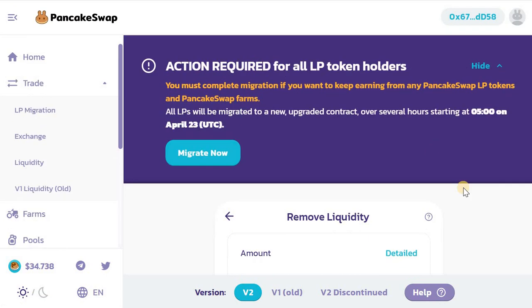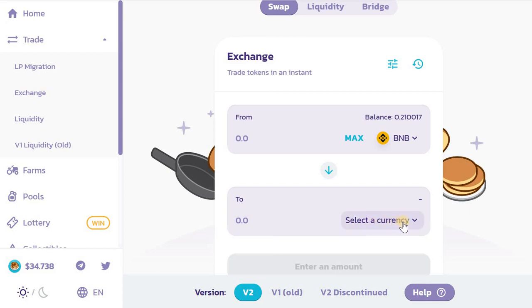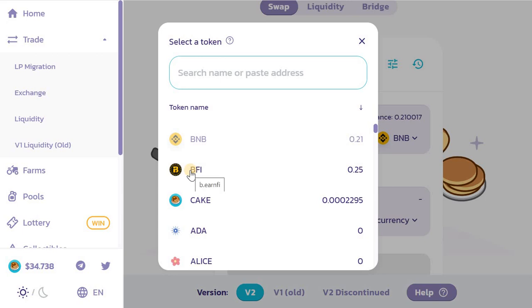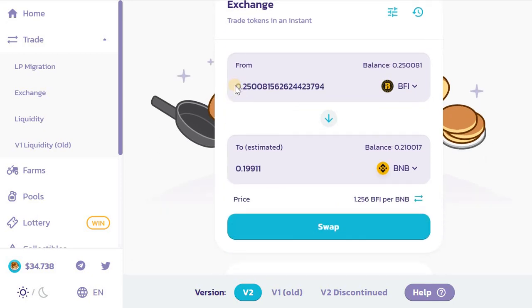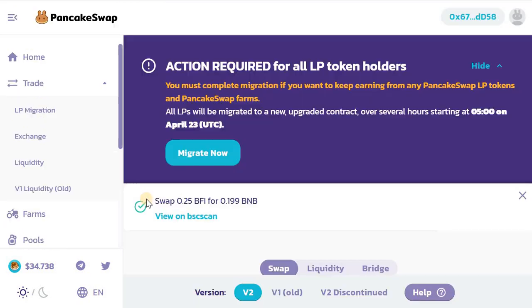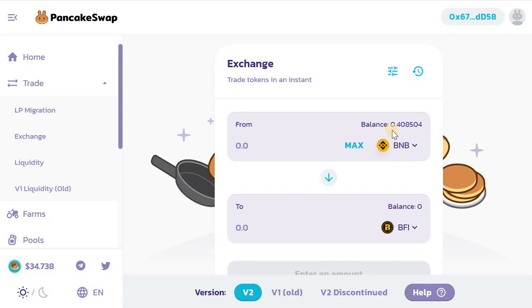For me to confirm that the coins are present in my wallet, I would have to go to the trade section and click on this exchange. This is the exchange section. Now I want to convert my BFI to BNB. This is the BFI I have currently. I will click on this. I would have to swap this, select max, and right now I want to swap this amount of BFI to this amount of BNB. Confirm swap. As you can see right now, I've successfully swapped BFI to BNB, and my complete BNB is now present in my wallet. Now this is exactly how you farm using Pancakeswap.